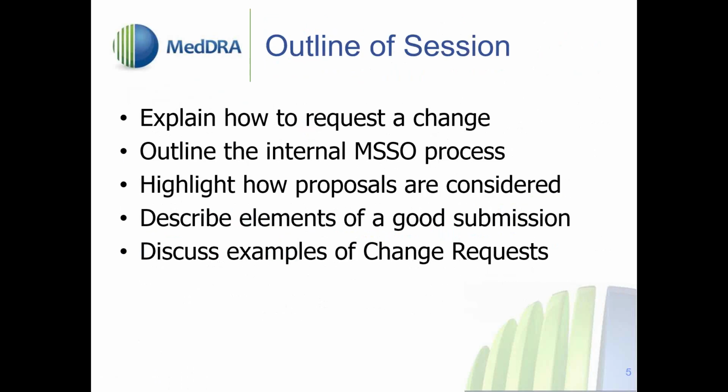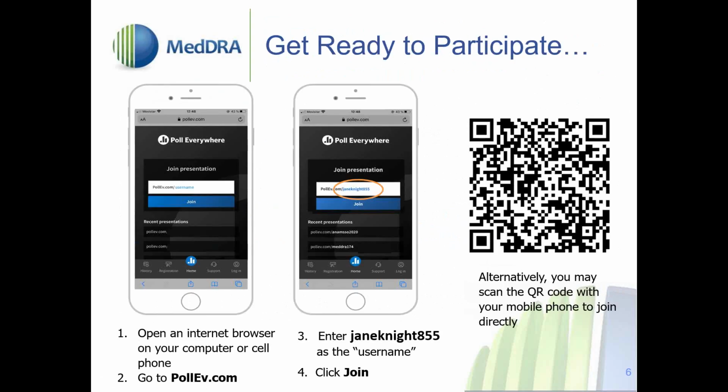This is what we're going to cover today. We're going to start by briefly explaining how you request a change and the process, both for you and us internally. We're then going to highlight how the proposals are considered, and we're going to do this with a number of examples that you can vote on. We will describe elements of a good submission and then look at some examples.